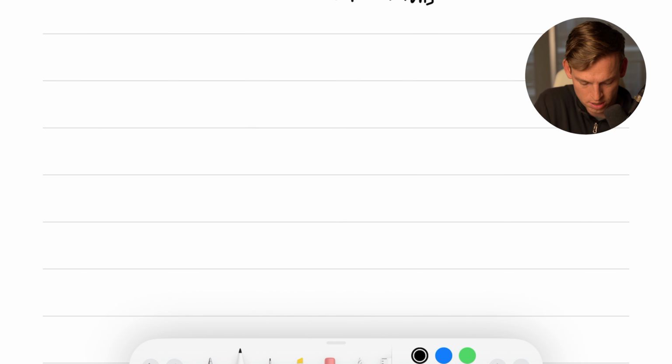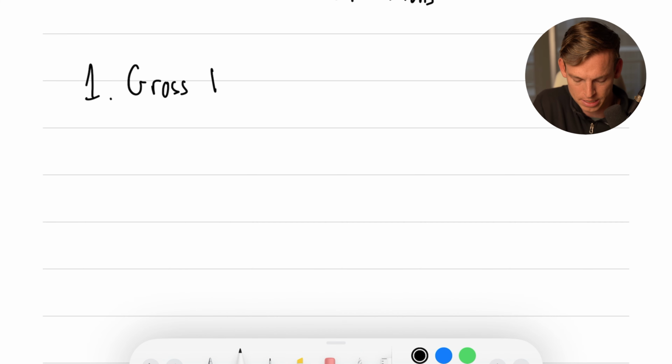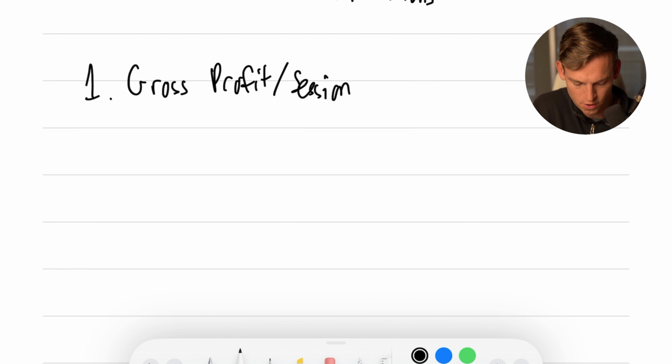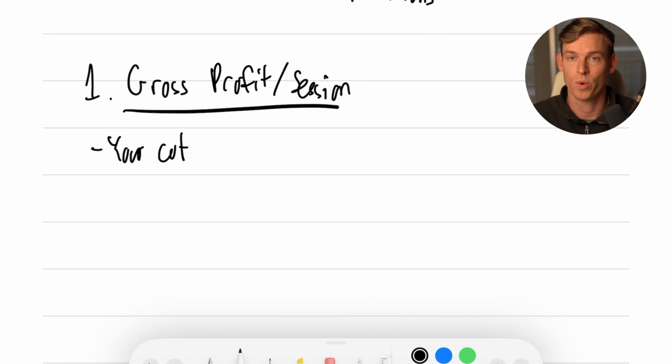All right, number 1 is the most important one in your entire business. This is your gross profit per session. And if you don't know what that is, this is essentially your cut, your split, the amount that you get when a clinician bills out.